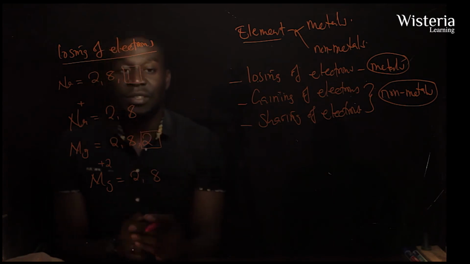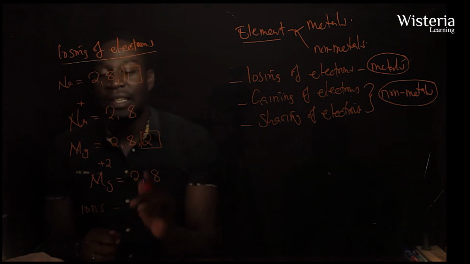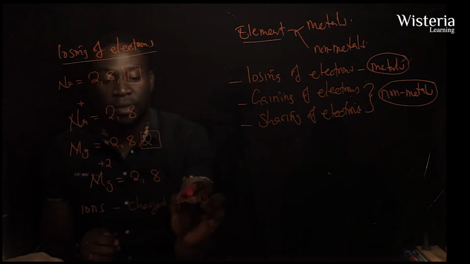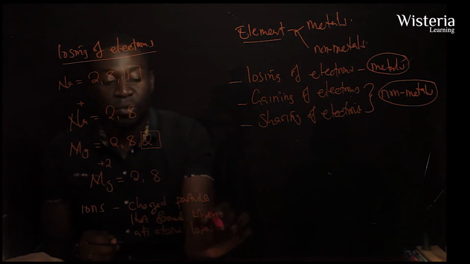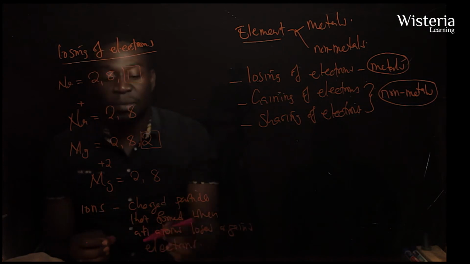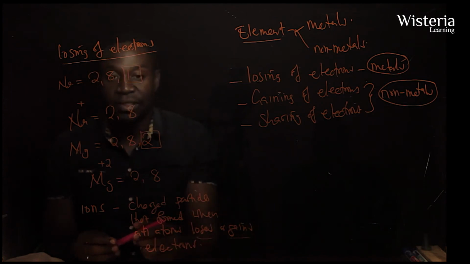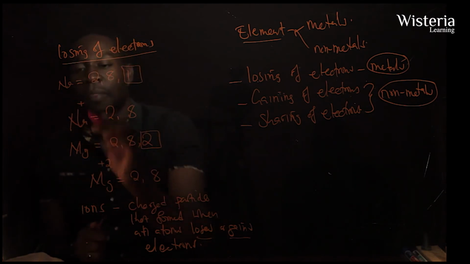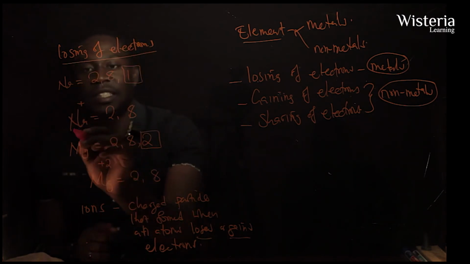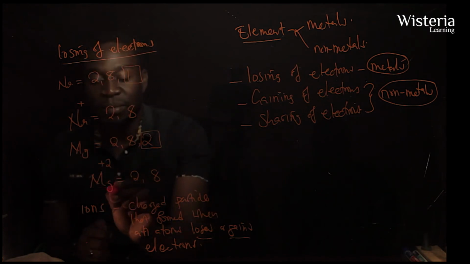And when they lose electrons, the atoms become ions. An ion is a charged particle that is formed when an atom loses or gains electrons. So an ion can only be formed if an atom loses or gains electrons. In this case, sodium is an atom, it has lost electrons, and it has become sodium plus. The magnesium atom, after losing 2 electrons, has become an ion.